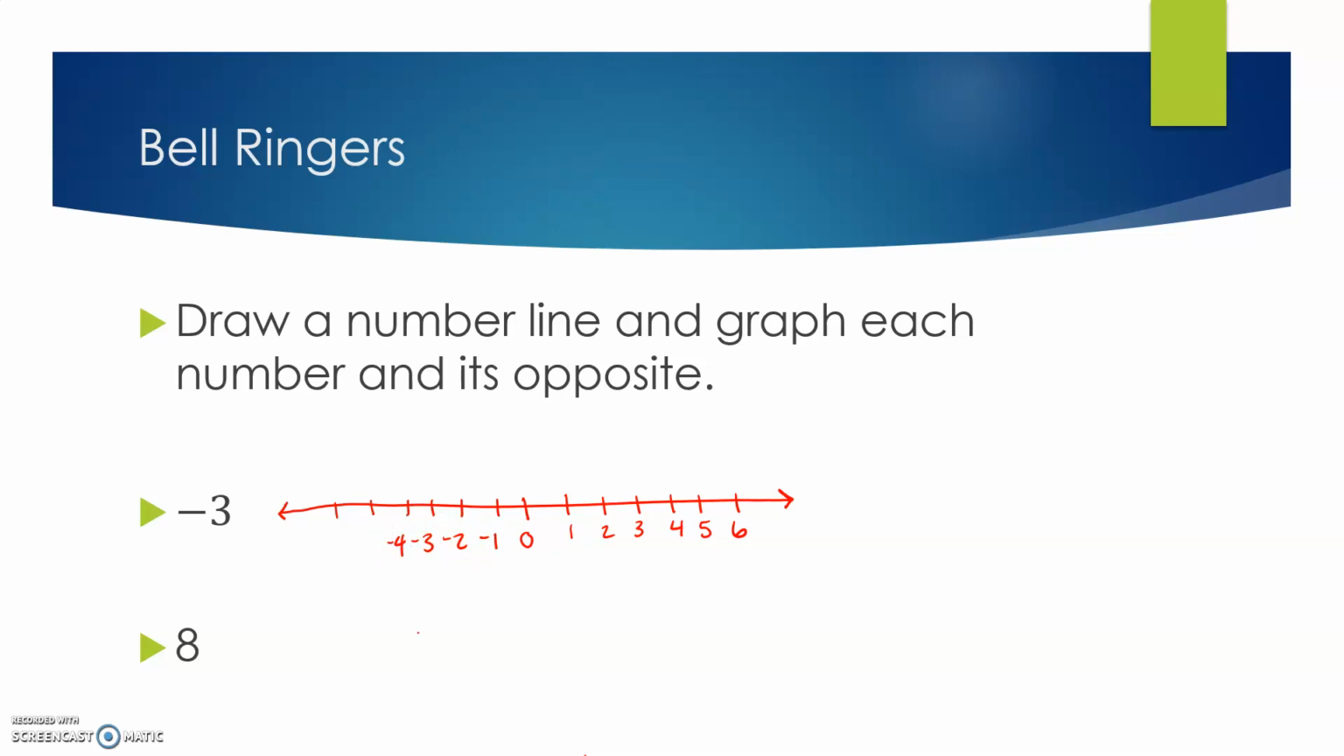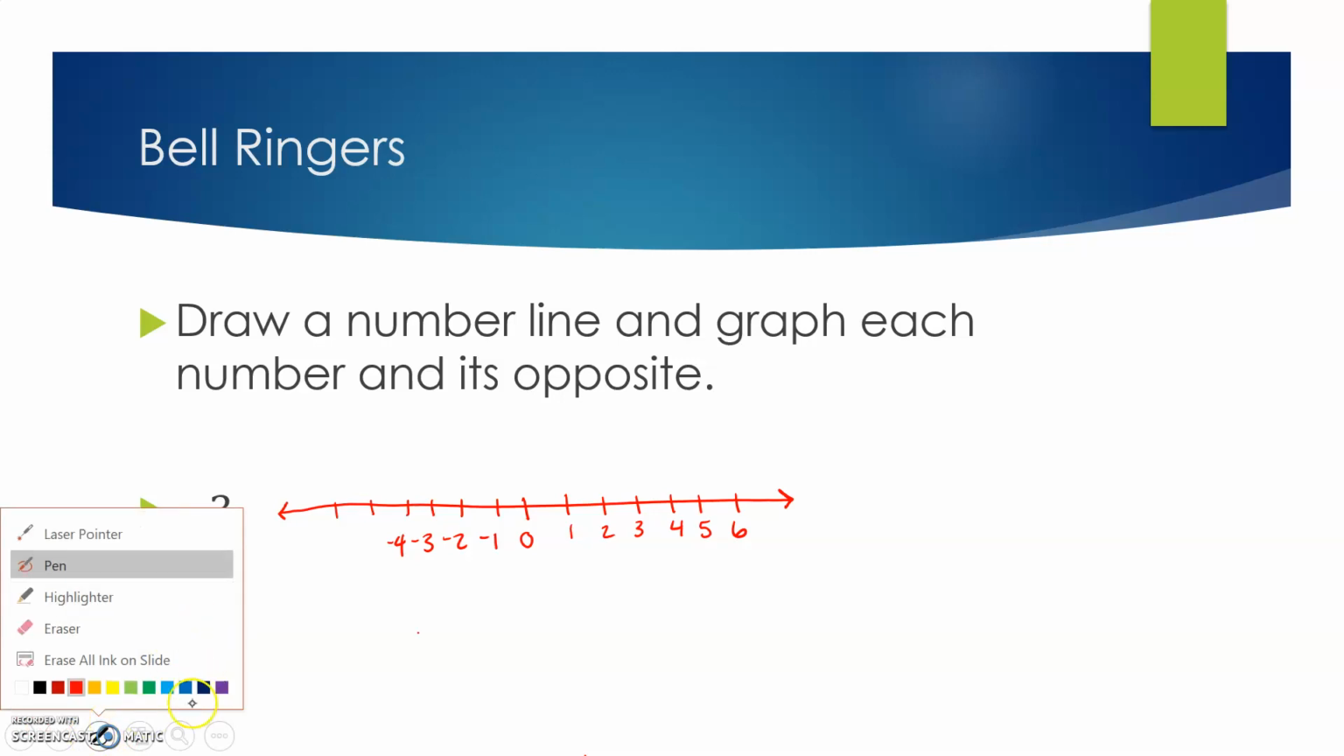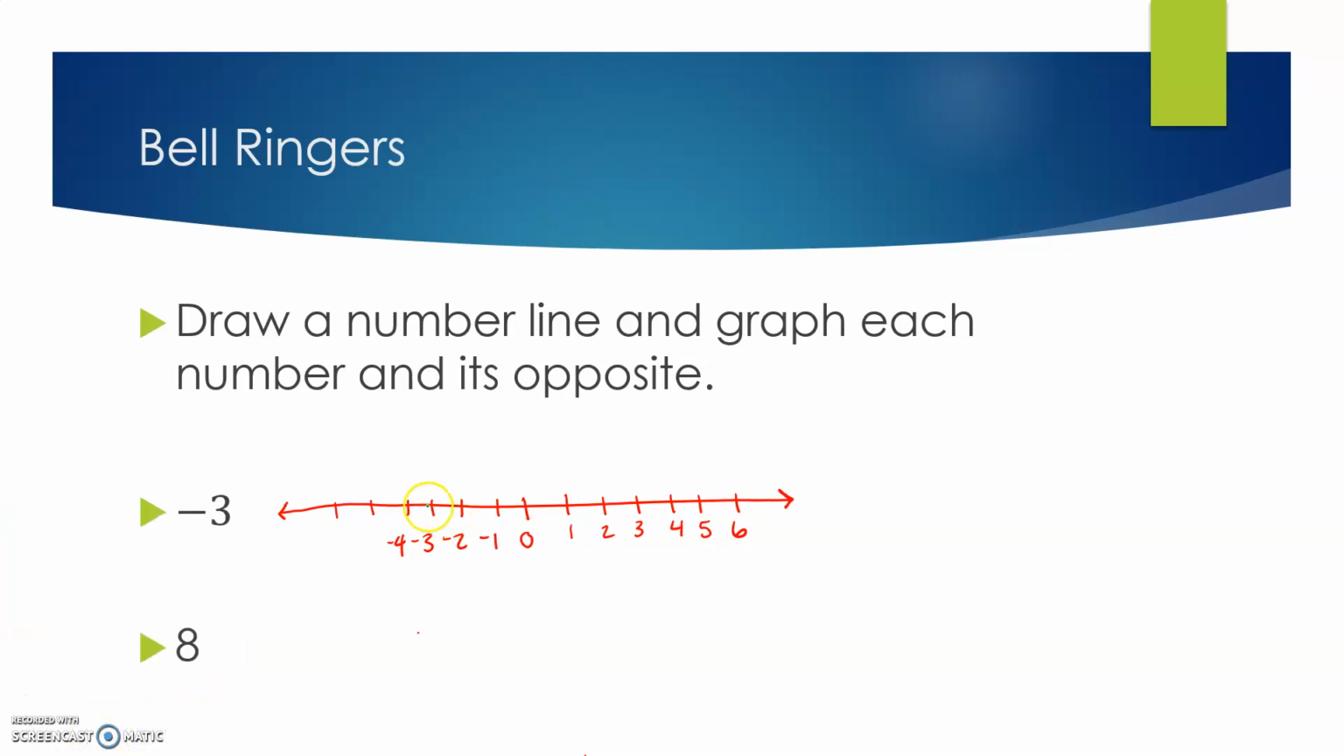Etc. It says to graph each number, so if we graph -3, it's going to go right here. But then it says to graph the opposite, and the opposite of -3 is +3. So I also need to graph that one.